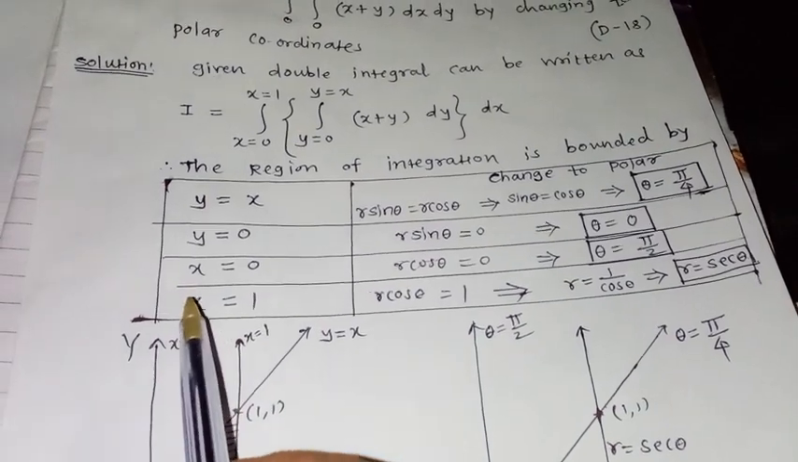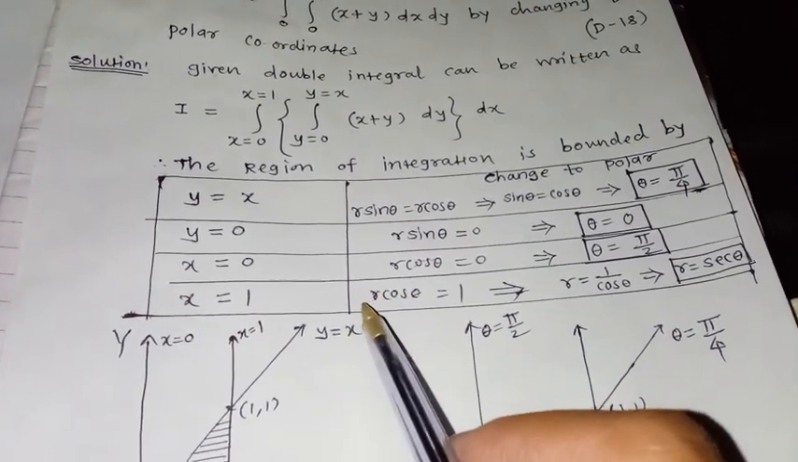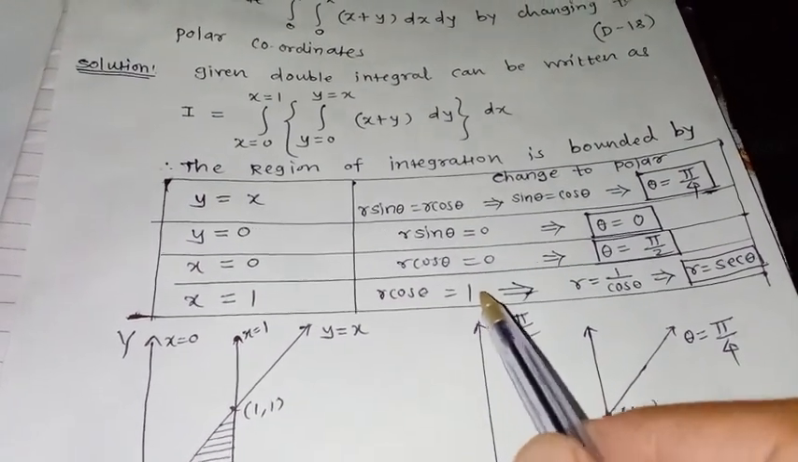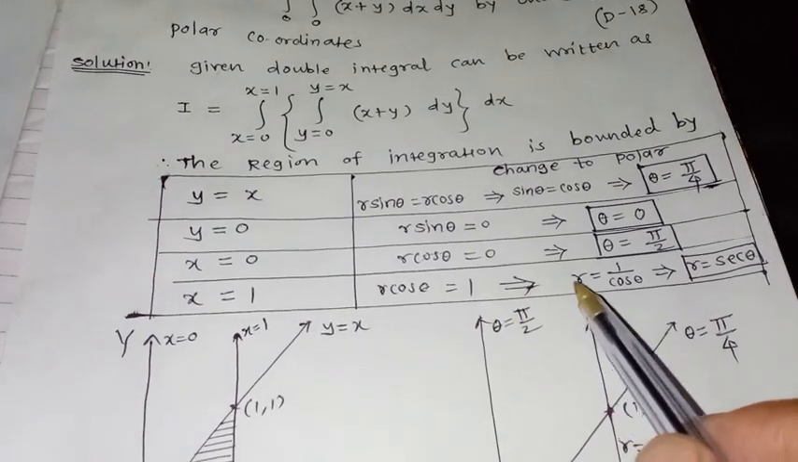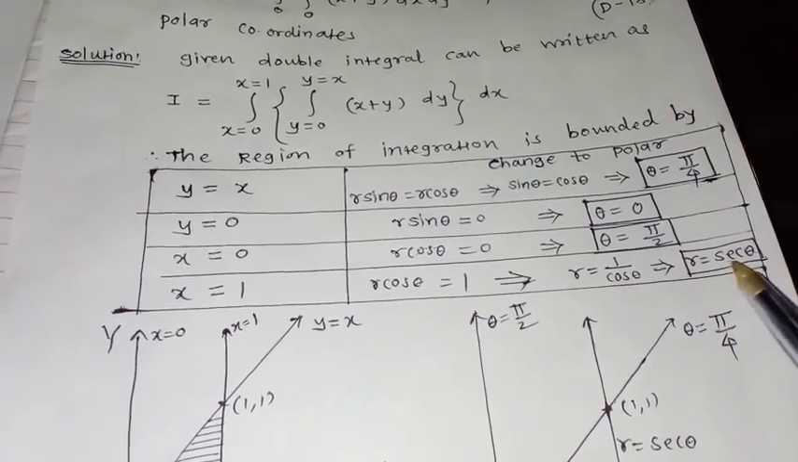Similarly, from the next curve, that is x equals 1, we will put x equals r cos theta. So the equation will be r cos theta equals 1, and it implies that r equals 1 upon cos theta, and 1 upon cos theta is nothing but sec theta.